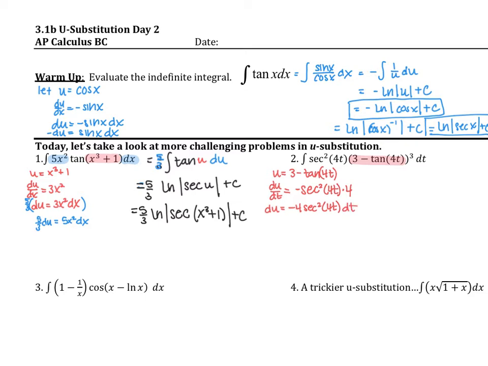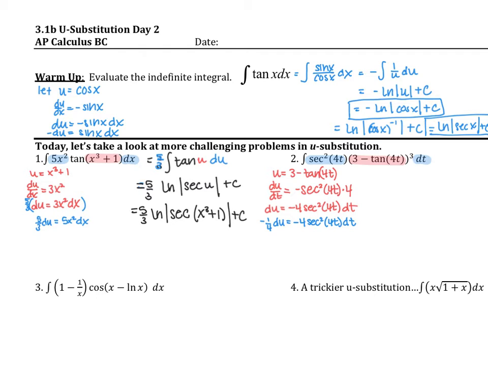Okay, so now we need to rewrite this. And if you notice in my problem, it needs to equal secant squared of 4t dt. So let's change that just a little bit by multiplying both sides by negative 1/4. So we would get negative 1/4 du equals negative 4 secant squared 4t dt.